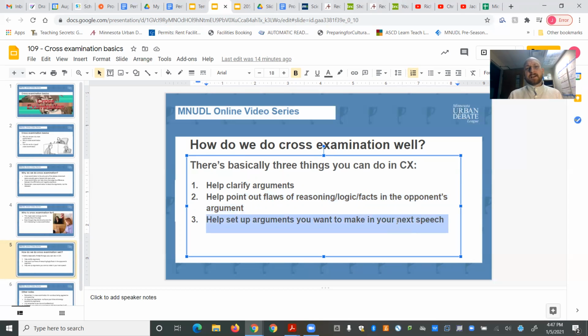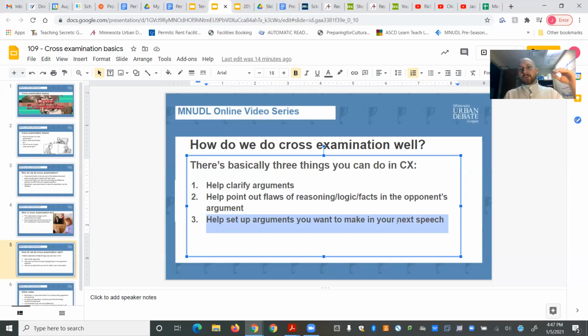Okay, the third thing you can do is help set up arguments that you want to make in your next speech. So let's say the affirmative is reading their case and they say, oh, our plan will never be passed because the president doesn't like it, Congress doesn't like it, blah, blah, blah. And you have a piece of evidence saying that their plan actually did pass this morning, right? So you want to ask them questions, and you know you're going to use that argument in your speech, but you're not at your speech yet, you're in a cross-examination. So you want to ask them questions about that evidence they read.